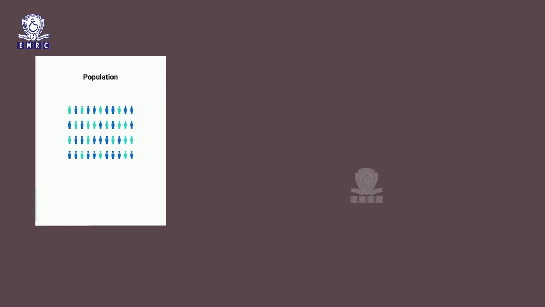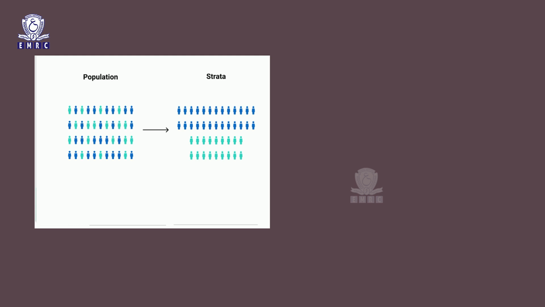Now let us discuss the steps involved in stratified random sampling. The first one is deciding relevant stratification criteria such as sex, age, class, religion, and so on. Then dividing the population into subgroups or strata. The third step is listing the units separately in each subgroup or strata.